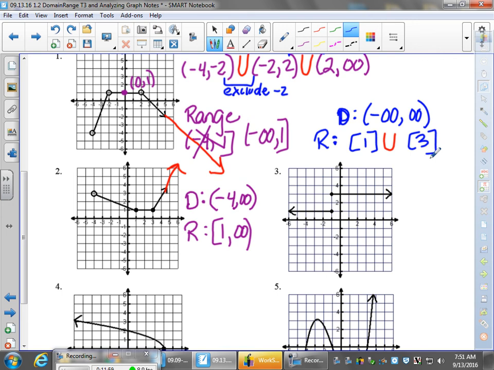As funky as that looks, if we think about it, it really does make sense, because any ordered pair on this piece of the line is always going to have what as a y value? 1. And any point on this ray over here is always going to have what as a y value? 3. So for this entire function, the only possible y values are 1 and 3.